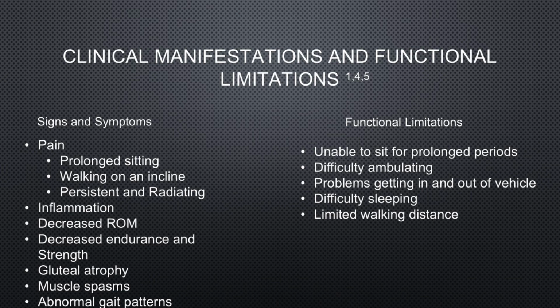and abnormal gait patterns. So some functional limitations that will go along with these signs and symptoms is being unable to sit for a prolonged period of time. Like as we're all sitting here, we would just be tossing and turning, having to situate ourselves because it would be painful for us to sit. They would have difficulty ambulating.